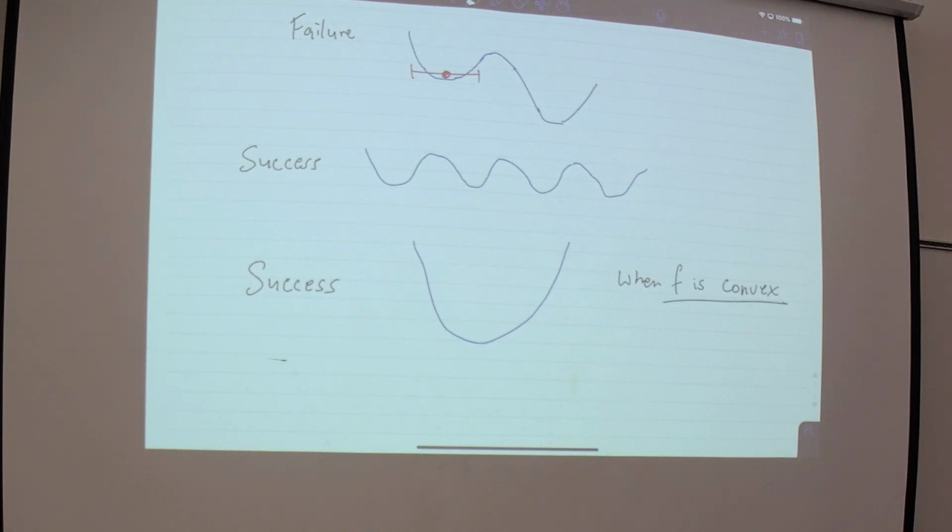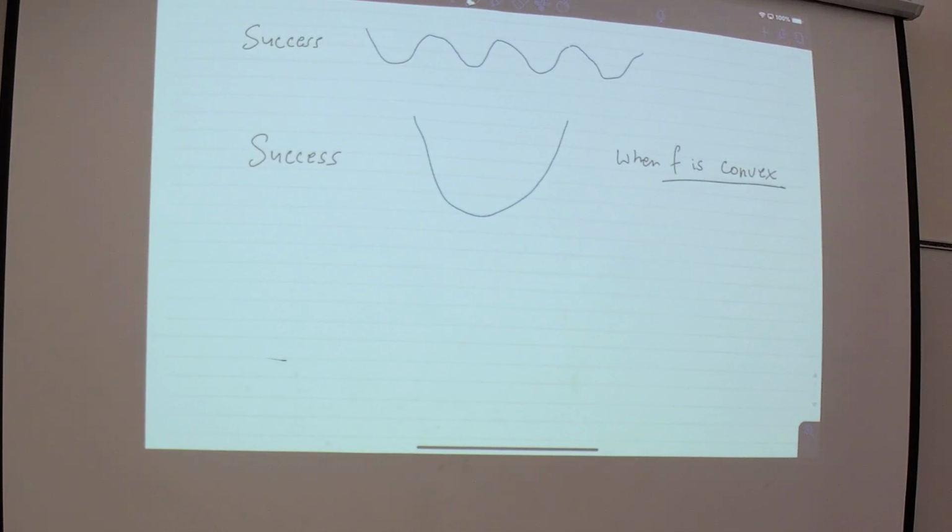So how many of you know what a convex function is? Some of you? Few of you? Okay. So roughly speaking, informally, a convex function looks like a bowl. Right? More formally, a convex function is a function. So f is convex if for all x and y, the value at the mean is less than or equal to the mean of the values.